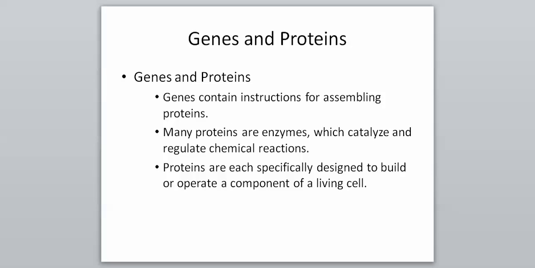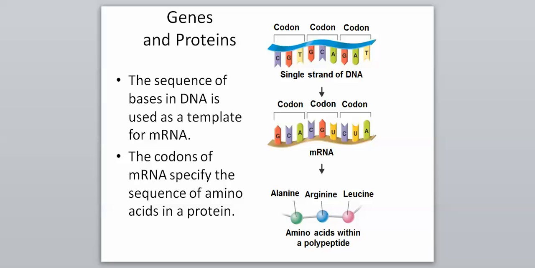The next slide is about genes and proteins. Genes contain the instructions for assembling proteins. Many proteins are enzymes, which break things down and get things going, and their definition is that they catalyze and regulate chemical reactions, basically getting chemical reactions started. Proteins are each specifically designed to build or operate a component of the living cell, so each protein has a specific job within the cell to help it survive. Our last slide for this section is that the sequence of bases in DNA is used as a template for mRNA, and the codons of mRNA specify the sequence of amino acids in a protein.